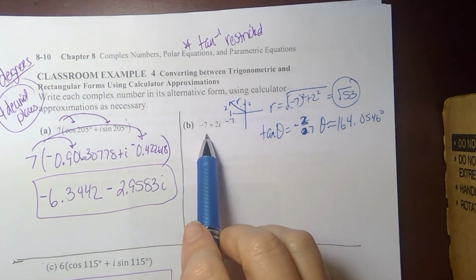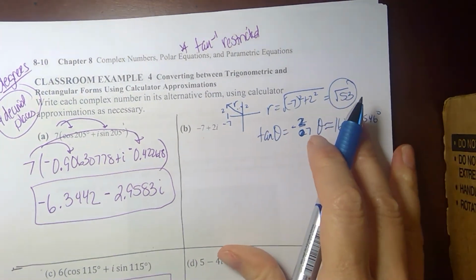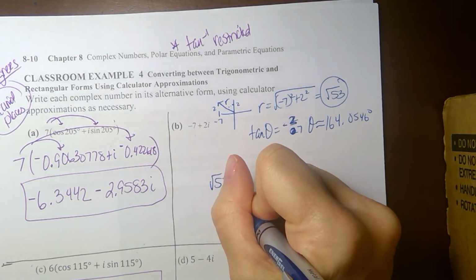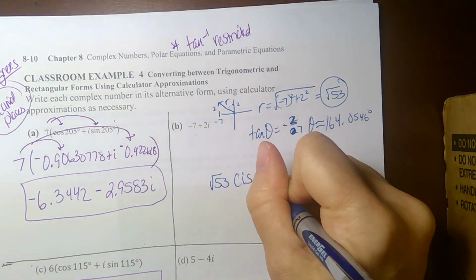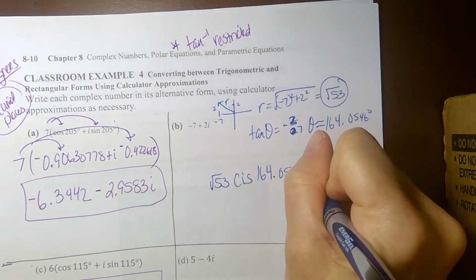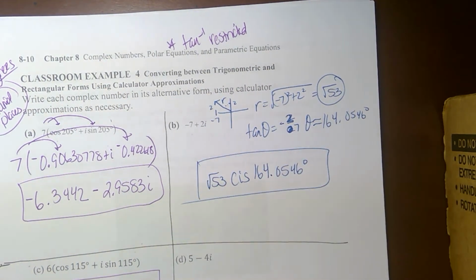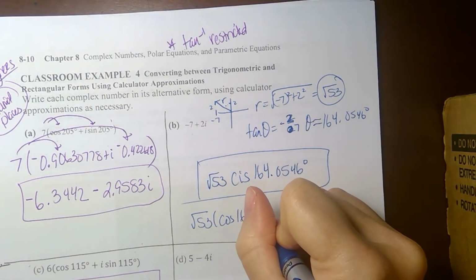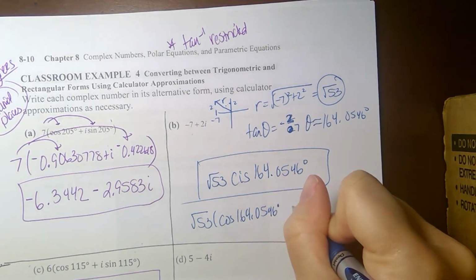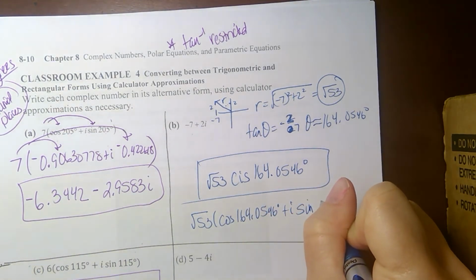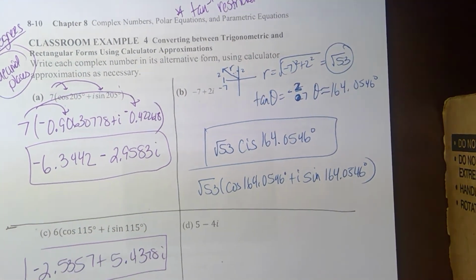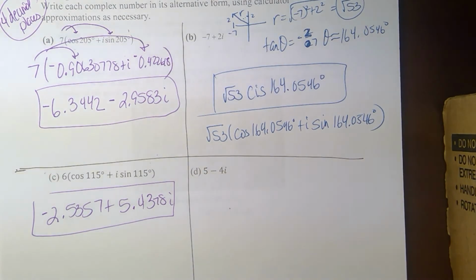We started with rectangular form, we need polar form. Polar form is r cis theta, where r in this case is square root 53, and theta is 164.0546 degrees. I can absolutely write that out in longhand. Cosine 164.0546 plus i sine of 164.0546 degrees.